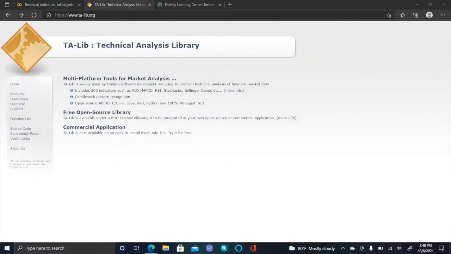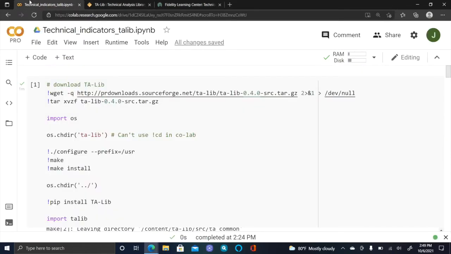All right, before we actually go into Colab, we're going to have a really quick look at the TA-Lib website, TA-Lib.org. Technical analysis library. It shows that it can use candlestick patterns, and it's got an open source API for C++, Java, Perl, Python, and .NET. We of course are using Python because that's what I like. And there's over 200 indicators, and we'll look a bit more into these in a little while. Let's go to Colab now.